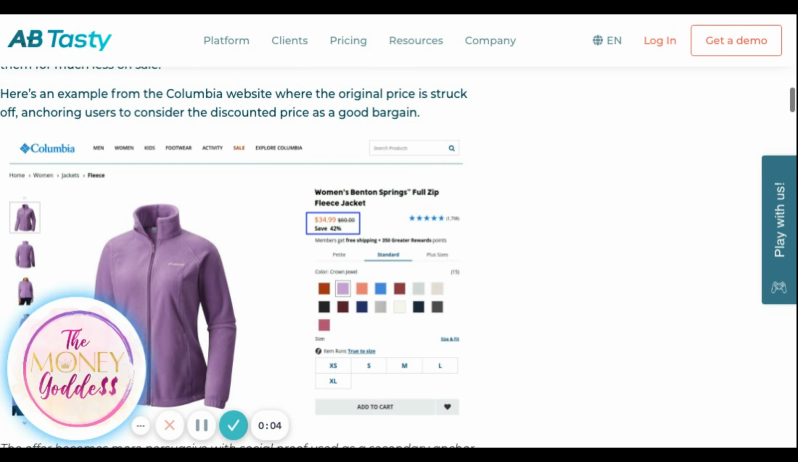Here is an example of how anchoring is used in marketing, and we see this on a daily basis. The original price is struck out. It was $60, and now it is down to $34.99. It is perceived as a sale, but we all know if we are spending any money at all, we are not saving money. But if the comparison is $60 to $34.99, then clearly, yes, we intend to purchase this Columbia fleece jacket, and we would be saving 42%.